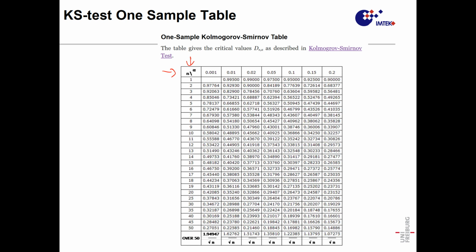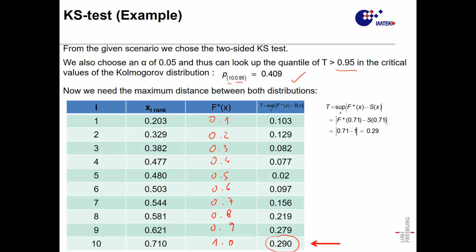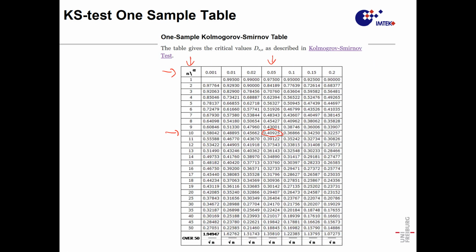So we say 10 points, and we say 0.05 because it's 1 minus 95%, right? Then you go to here, and this is something like 0.409, and this is what we have here, right? So now you have all that you need to see if your distribution is different from this theoretical one.